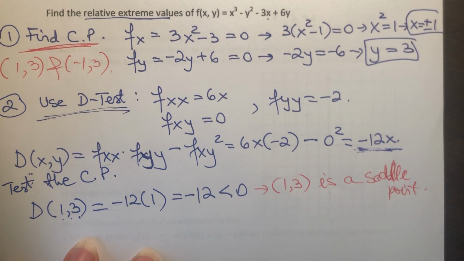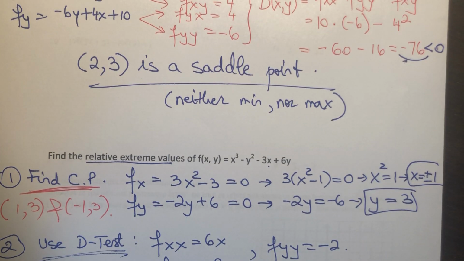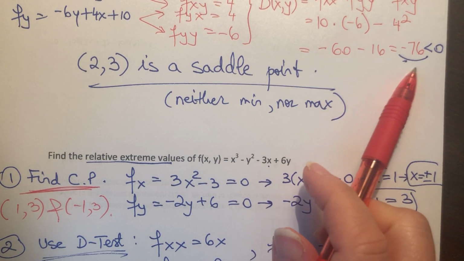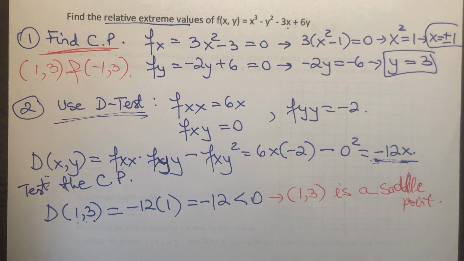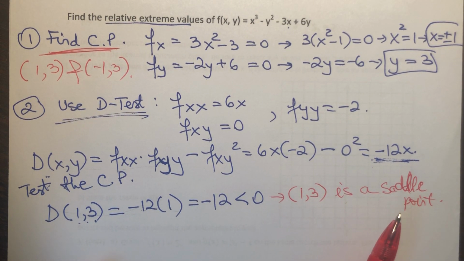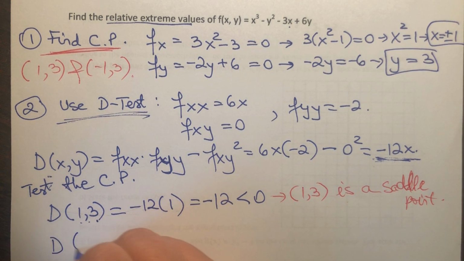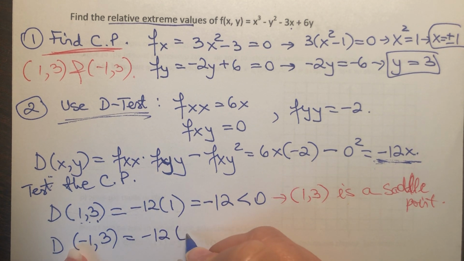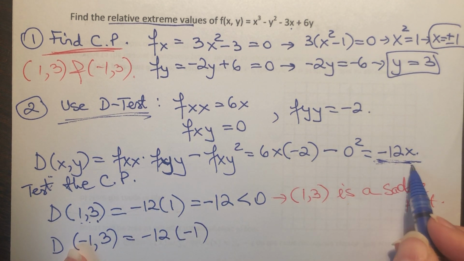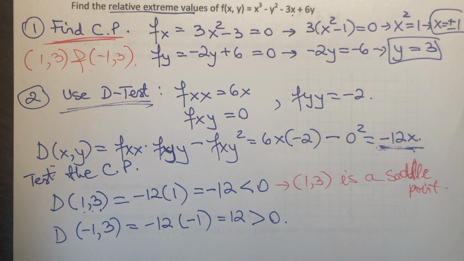Okay, so 1, 3 is a saddle point because, again, just like the problem before, right, we found the d value to be a negative. So according to the d-test, that means you got yourself a saddle point. Okay, we have, though, a second point to test. This time x is a negative 1, yes, to plug in here. Now that makes it a positive 12, and that's a positive value, right?